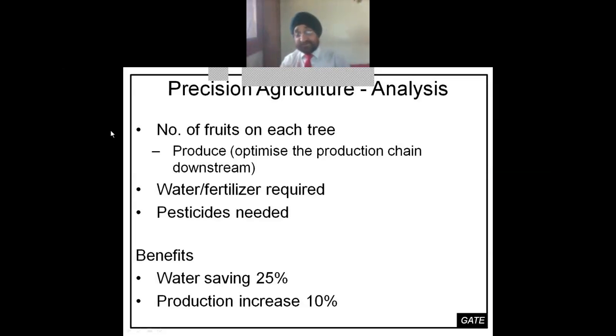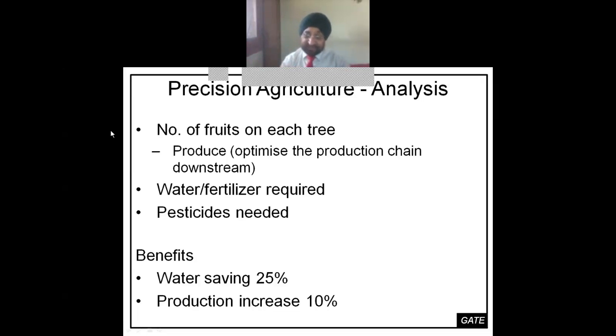And other applications, very good cameras are there. Number of fruit on each tree we can count. How much the production, the overall production actually. Water, fertilizer, how much water is required, how much fertilizer is required. We can use remote sensing images. We can calculate through the image taken by the drone, taken by the normal camera, or taken by the satellite image on a macro level.